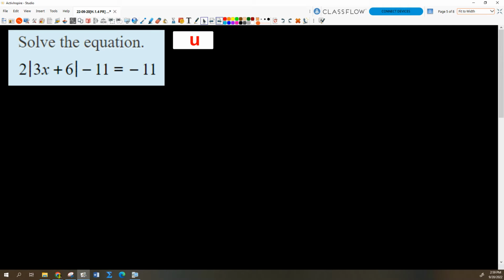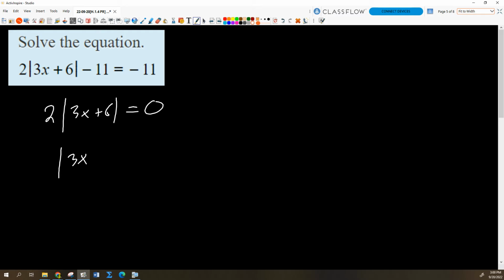Okay, this one I want to look at. It's a little different. And you guys, we probably don't need the you're good without the... Oh, well, maybe. So what are the 2 steps to isolate the absolute value? Add 11, divide by 2. So if I do those 2 steps, I get 2 times the absolute value of 3x plus 6 equals 0. If I divide by 2, I still get 0. That's right. So I get the absolute value of 3x plus 6 equals 0.